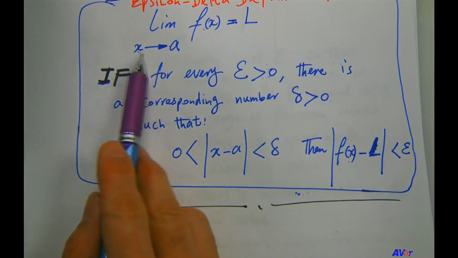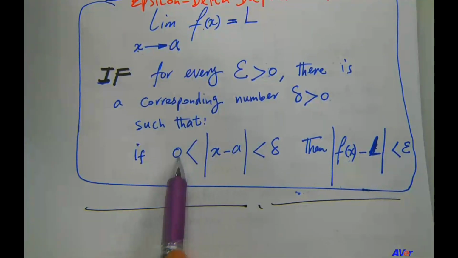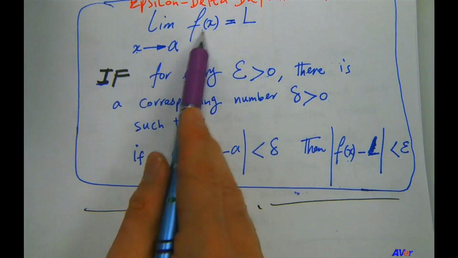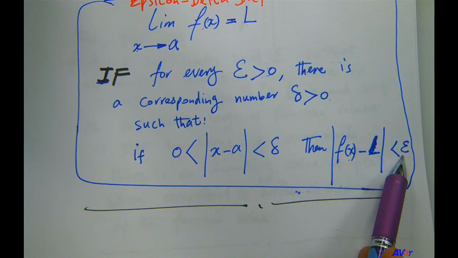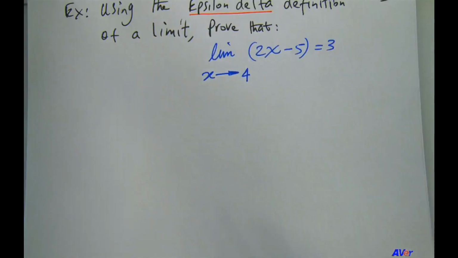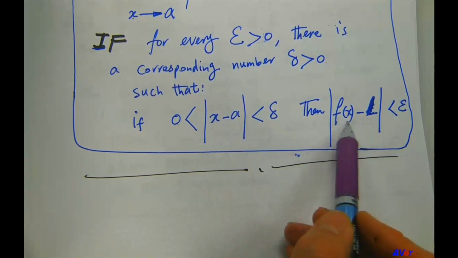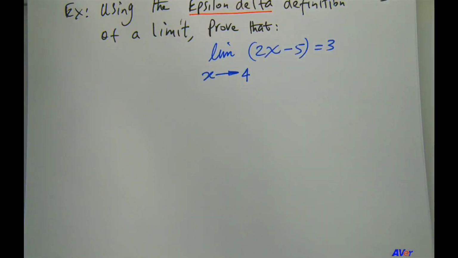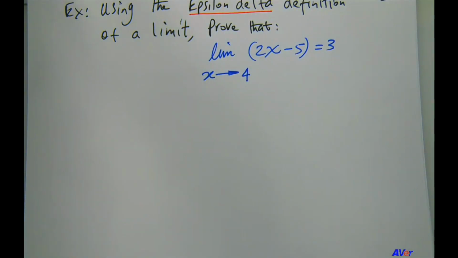Okay, so as x approaches a, the difference x minus a must be between 0 and delta. As the function approaches L, the difference between f of x and L, the absolute value, should be less than epsilon. We should find a correspondence between this and this. That's what we're going to do. If we establish a correspondence, that means that the limit does exist at x equals 4. Okay, let's do that.